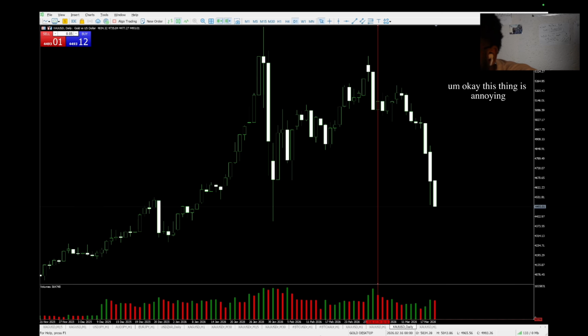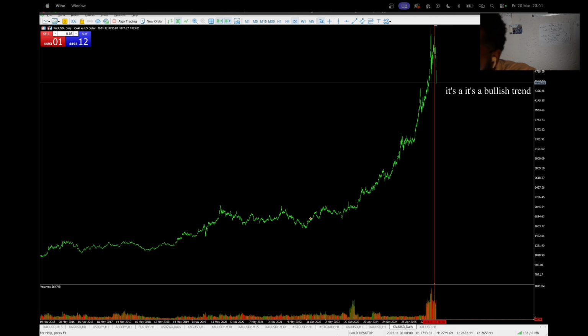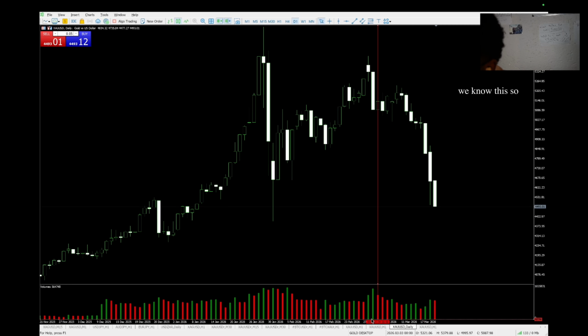Okay, this thing is annoying. We know price has been going up for a long time. It's a bullish trend, we know this. So now we zoom in to find a specific point of interest that we want to look at.